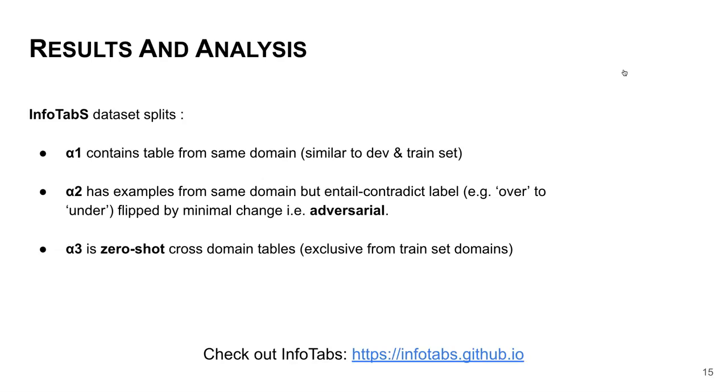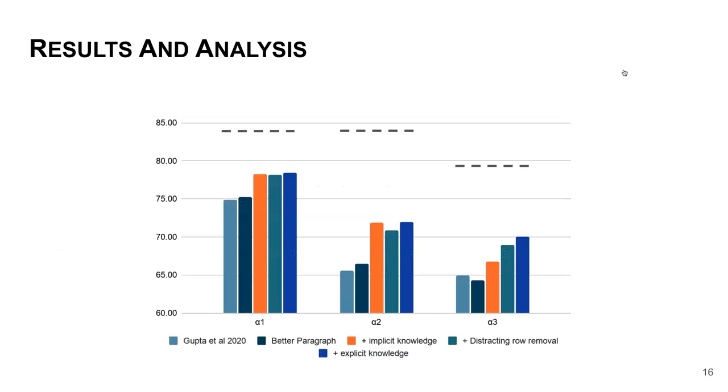We work on three test splits of the InfoTabs dataset from Gupta et al. The first one is alpha 1, which has tables similar to the train and dev set. They are taken from the same domain. Alpha 2 has tables from the same domain, but they are adversarial in nature because entail and contradict labels are flipped by humans manually by changing minimal lexical words like over to under, few to more. Similarly, there is another set which is adversarial in zero shot domain, which is alpha 3, where tables are taken from cross domain tables whose keys are not overlapping with the train and dev set.